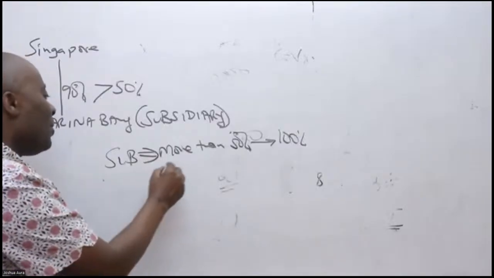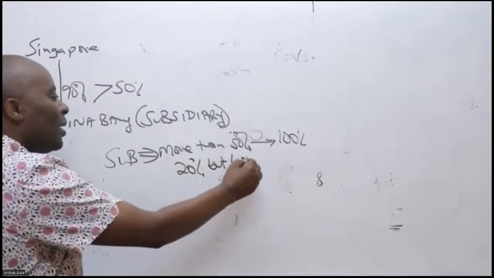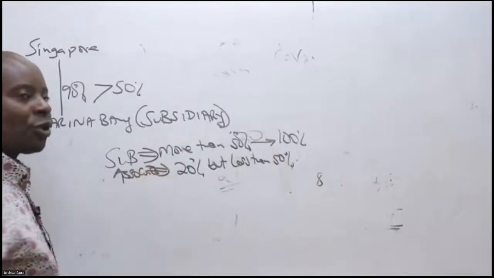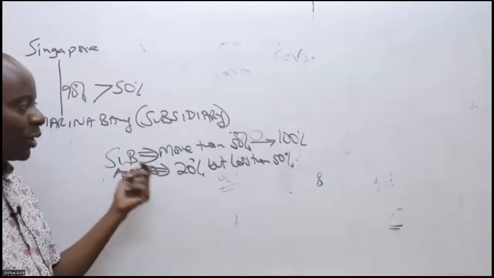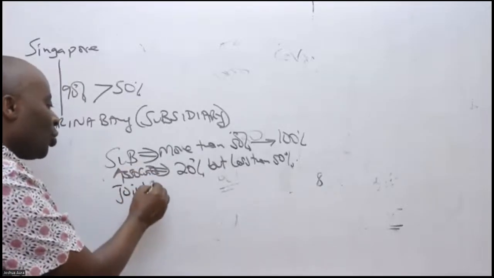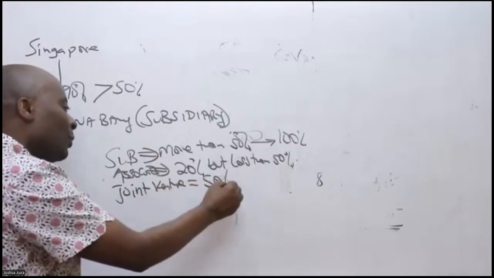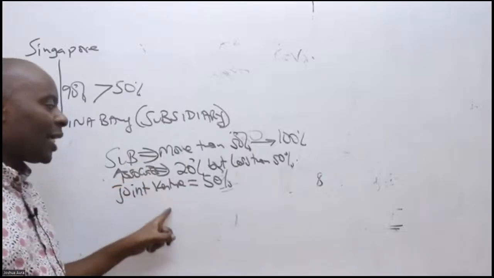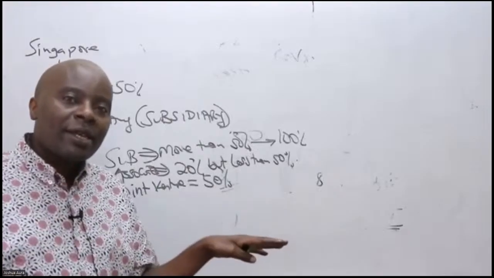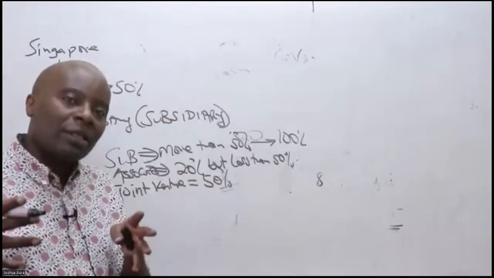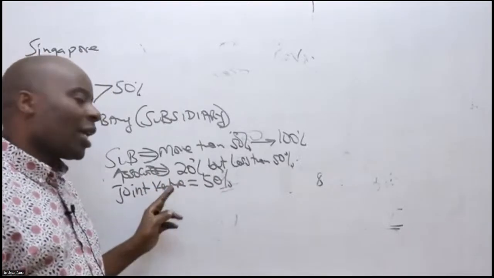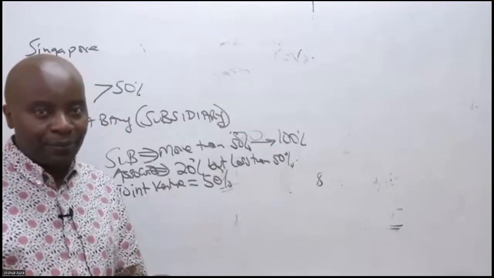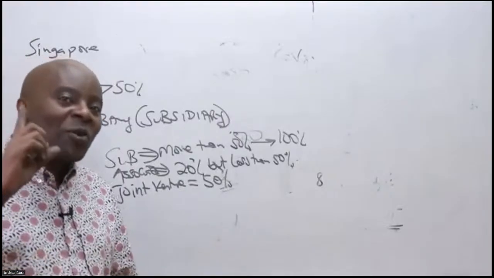And anything that falls in between, 20% but less than 50%, we call an associate. 20% to 50%, less than 50%, we call it an associate. And then we have a joint venture. A joint venture is exactly 50%. But remember that associates and joint ventures, we normally account for them in the same way. We normally call this the equity method. So associates and joint ventures are normally accounted for in the same way using the equity method as provided in IAS 28.